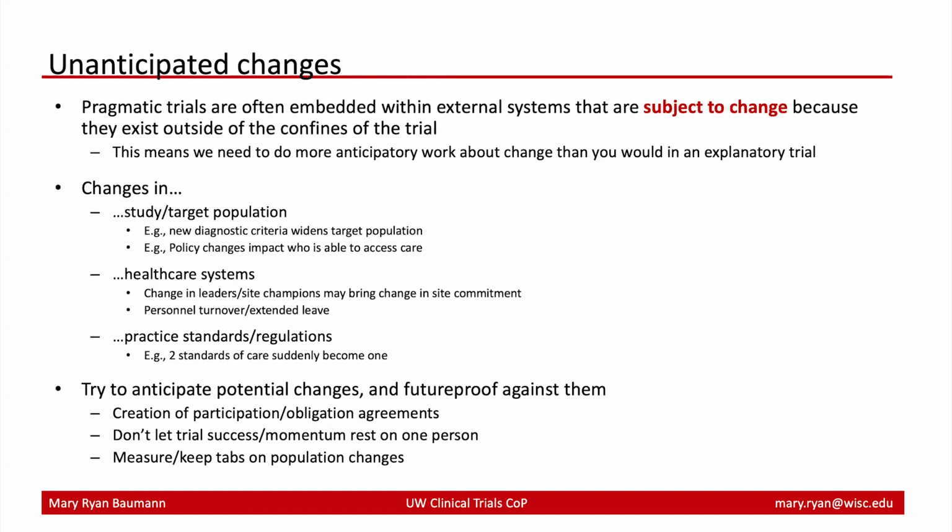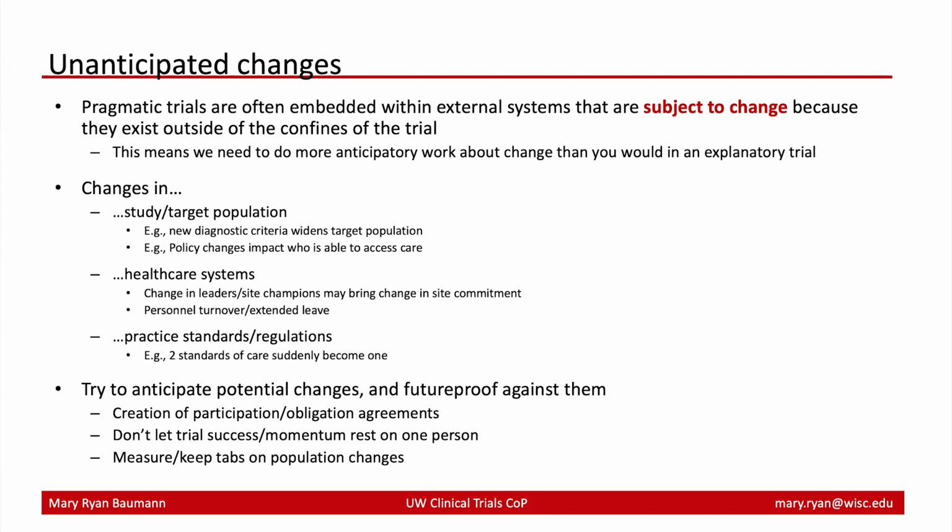A note on unanticipated changes. I feel like this is one of the biggest differences between explanatory trials and pragmatic trials. All trials can be impacted by unanticipated changes. We should be future-proofing against them, but pragmatic trials are often embedded within external systems that are subject to change, and because they exist beyond the confines of the trial, they're more prone to having these changes happen and being impacted by them.